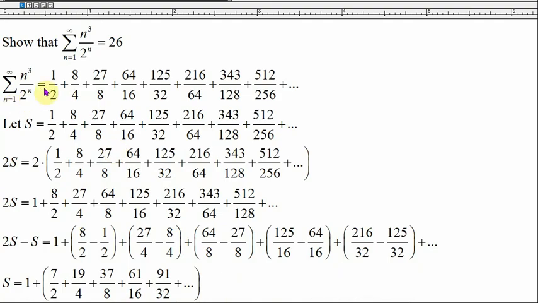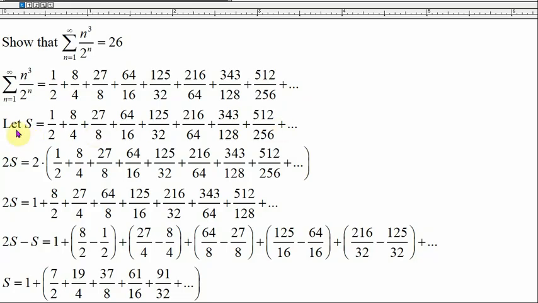When n is 1, we get 1/2. When n is 2, we get 8 over 4. When n is 3, we get 27 over 8, and so on. Let's call this sum right here S.